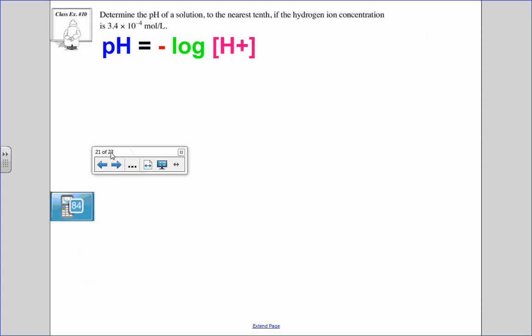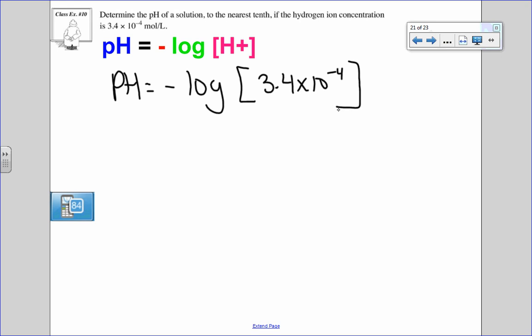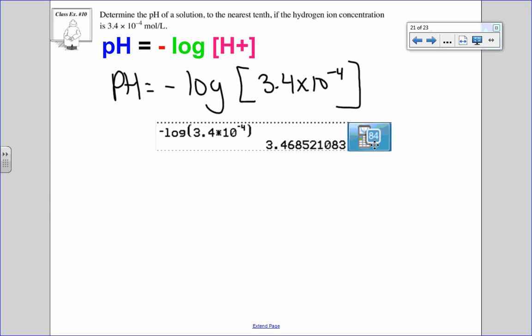Let's look at a question going the other way around. So determine the pH to the nearest tenth if the hydrogen ion concentration is 3.4 times 10 to the negative 4. So pH is equal to negative log of the hydrogen. And I like these ones because you just plug it straight into the calculator, because this is just a number. So that's exactly what I do. Plug it into the calculator and I get 3.5 as my answer. So that's pretty basic.